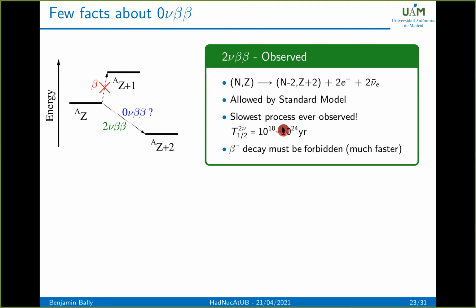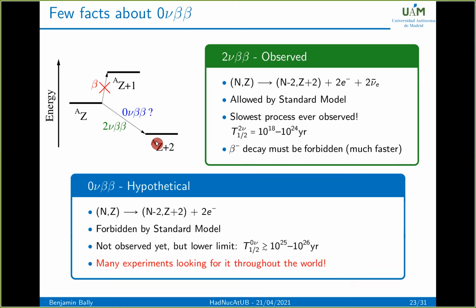It's not what I think, but it's a way to sell it to the people in the committee. And also an important fact is that to have a chance to observe this double beta decay, you need the single beta decay to be forbidden, because that process is so much faster. Otherwise, you would have no chance to observe the double beta decay experimentally.